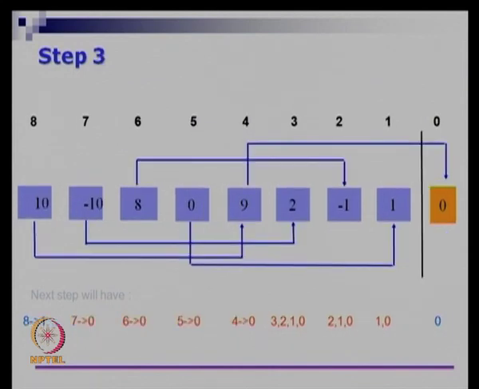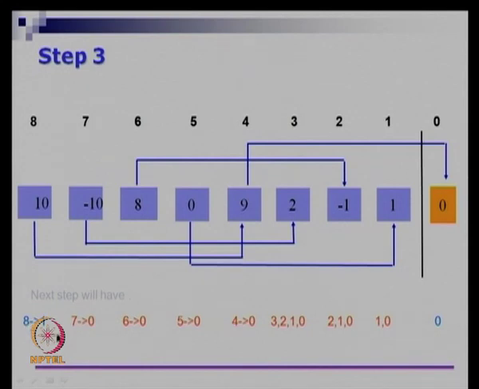Let us do step 3. In step 3, every element will have to talk to the neighbor who is at a distance of 4 away. So 8 will talk to 4, 7 will talk to 3, 6 will talk to 2, 5 will talk to 1 and 4 will talk to 0. And when that happens, 3, 2, 1, 0 have already been settled in the previous rounds.